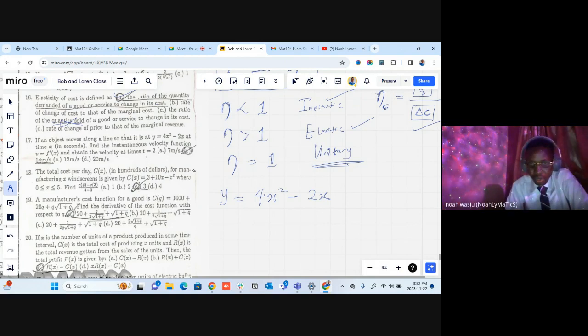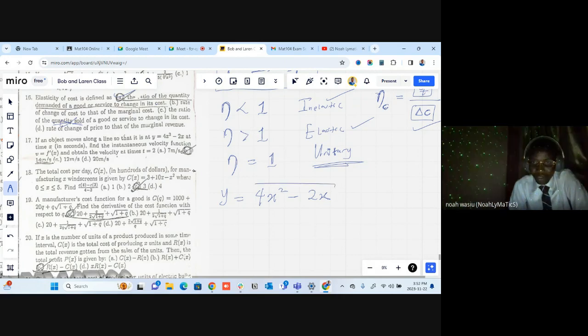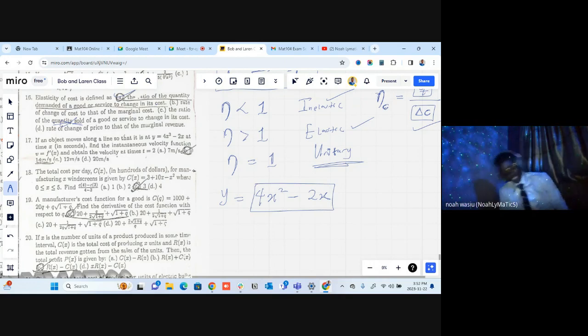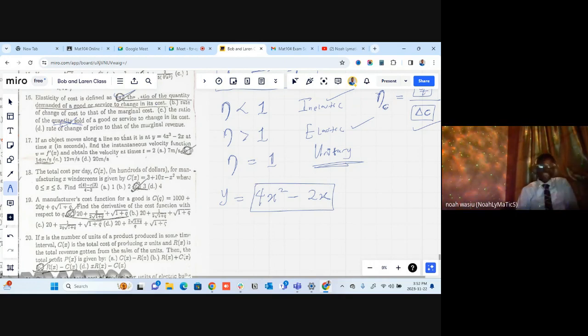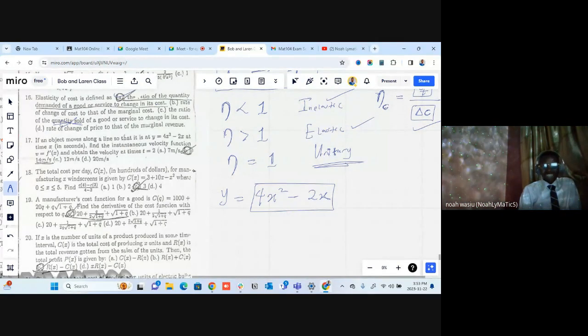An object moves along a line. This is the formula for distance. I'll just go ahead and break this down. I want to call this f of x, but I don't want to stress you. You want to look for the instantaneous velocity function. Just go ahead and differentiate this one. Just call this your f of x.